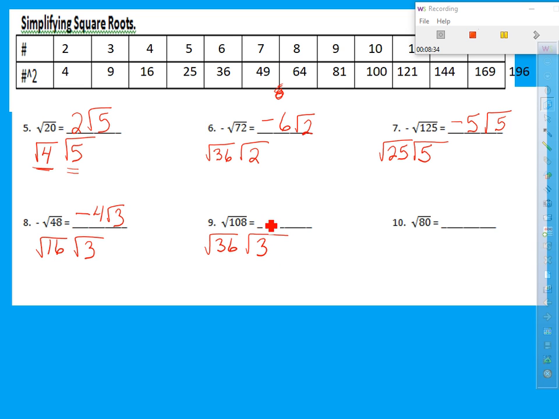The square root of 36 is 6. The square root of 3 is the square root of 3. So there's my answer. It's called reducing radicals.